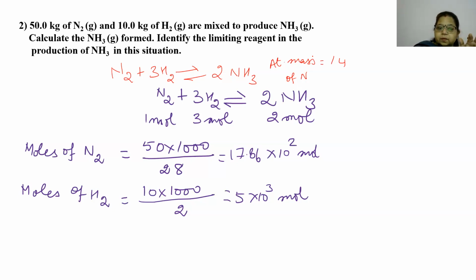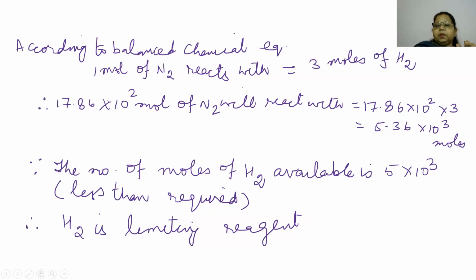That means the further solution can be done like this. 1 mole of nitrogen reacts with 3 moles of hydrogen. So therefore 17.86 will react with how much? You have to multiply it by 3. So that means 5.36, but you have only 5 moles. That means hydrogen is the limiting reagent. Is it clear to all of you?